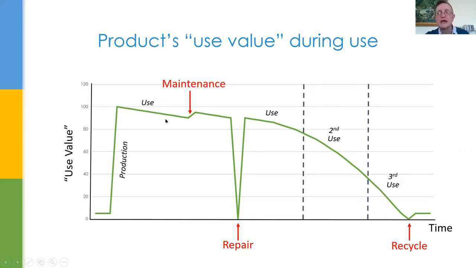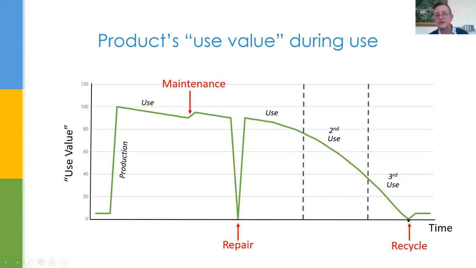With time, it loses use value because it gets old, doesn't work so well. You do a little bit of maintenance, that brings the use value up a bit, again begins to drop. Then something breaks apart, then it has no use value at all because you can't use it anymore. So you do some repair and that will bring you back up to a level of use value, and you'll continue to use it. And then maybe you'll pass it on to a second user who will pass it on to a third user. And all this time, this product is getting older and older, and it's beginning to work less and less well.